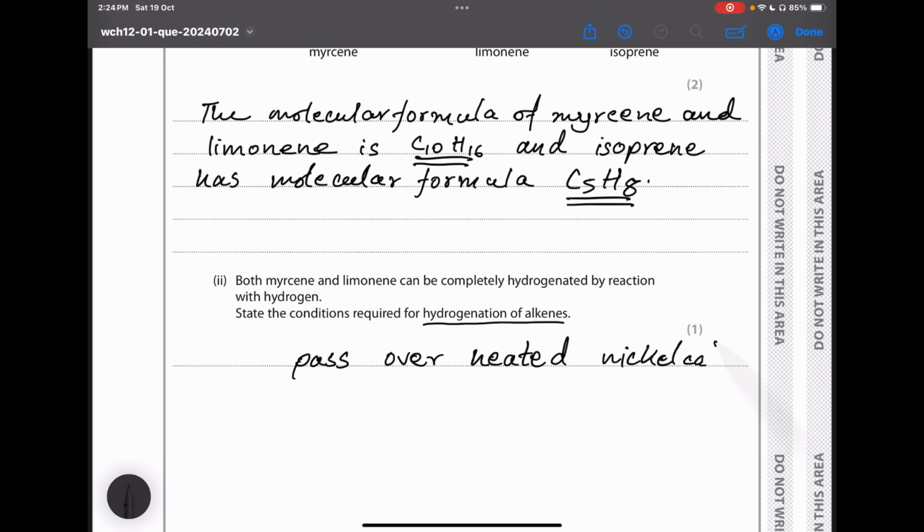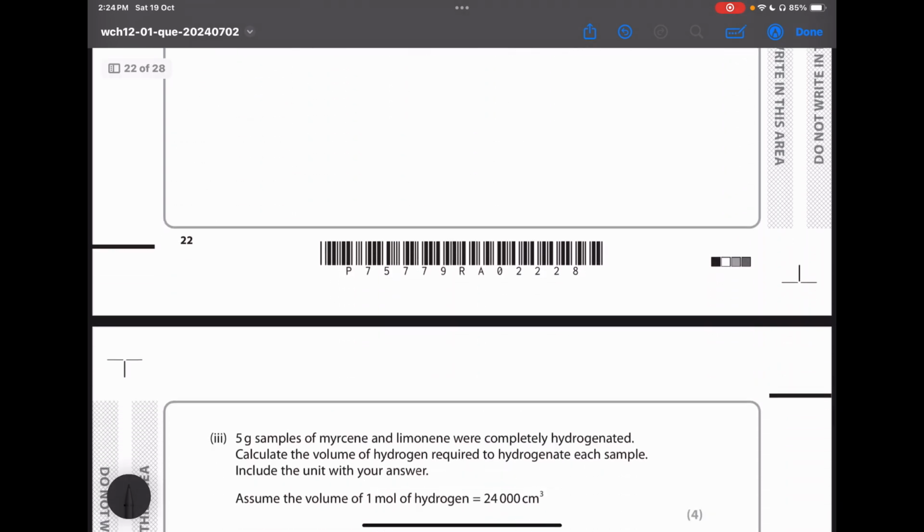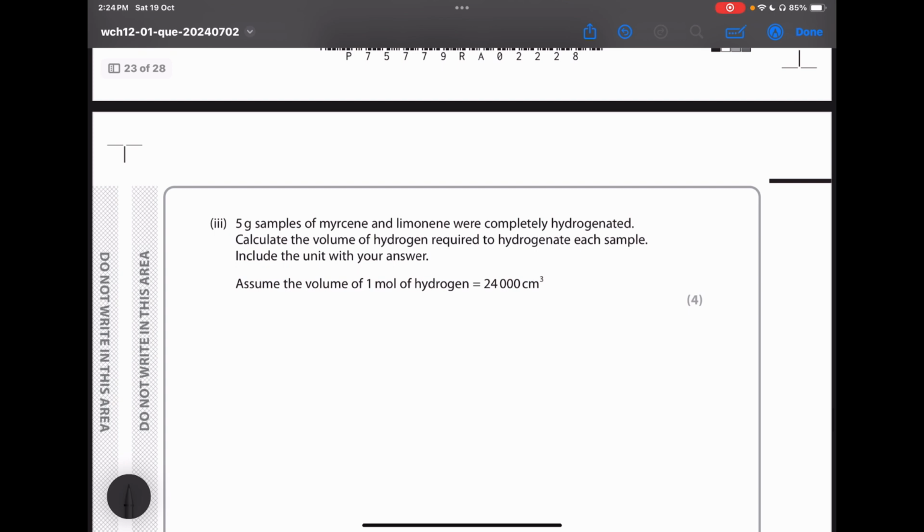Nickel catalyst. And that will convert them, right? 5-gram samples of myrcene and limonene were completely hydrogenated. Calculate the volume of hydrogen required to hydrogenate each sample. Include state symbols in your answer. Assume the volume of 1 mole of hydrogen is 24 cm cubed, right?